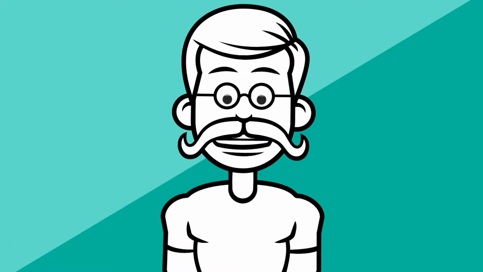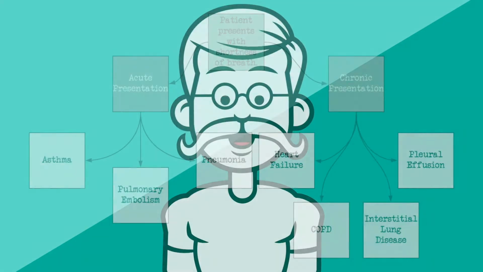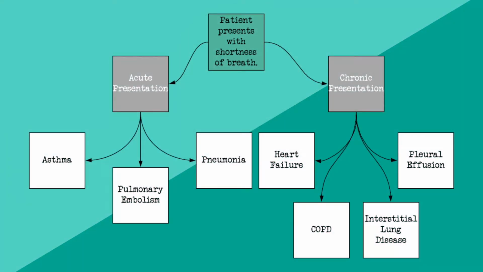Firstly, little cherubs, we're going to divide our shortness of breath into acute or chronic. It's a lovely place to start and will help you no end.